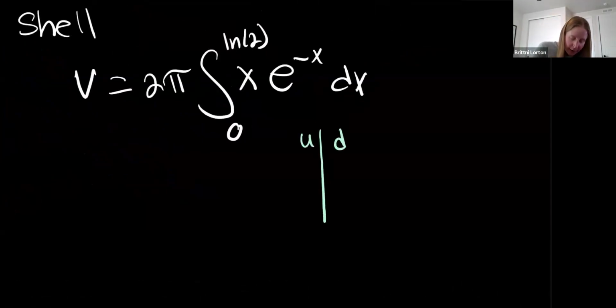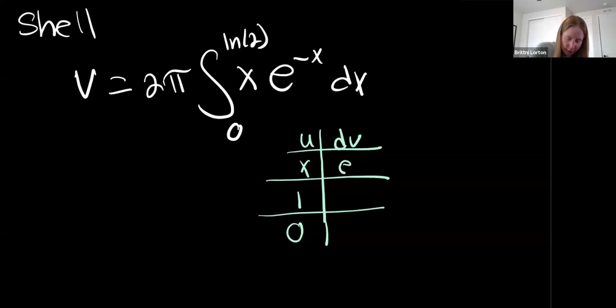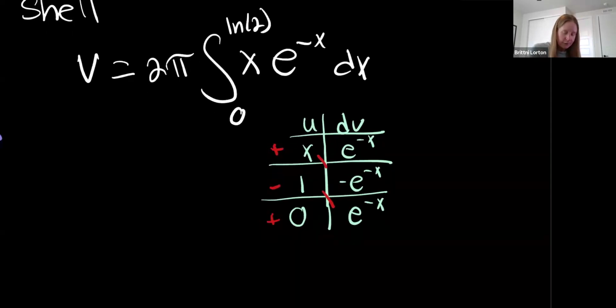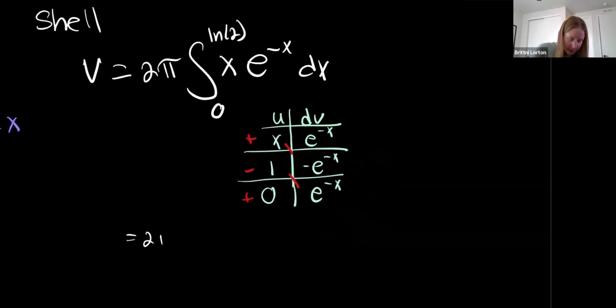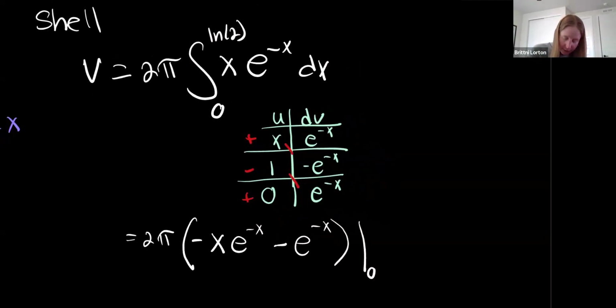My u ended up being x, and its derivative was 1, and its derivative was 0. So then antiderivatives on the other side to fill in the chart. Diagonal multiplication with the extra plus minus plus minus plus minus until you run out. So then this becomes 2 pi times, don't forget that parentheses, the integral turns into the parentheses, x times negative e to the negative x minus 1 times e to the negative x, evaluated from 0 to ln of 2.